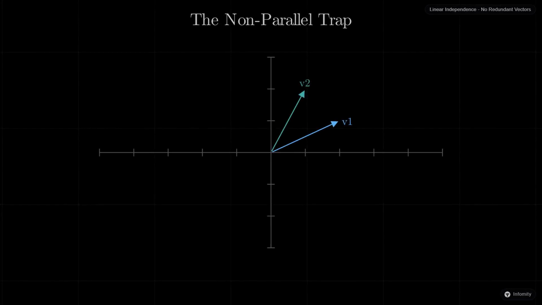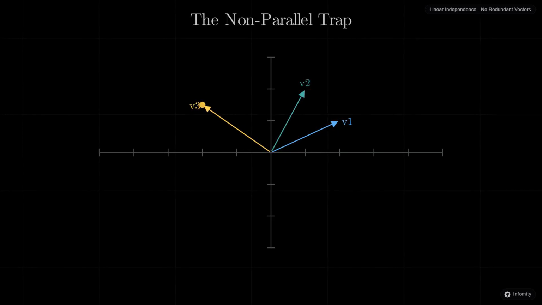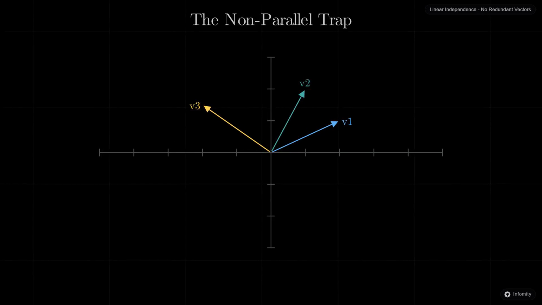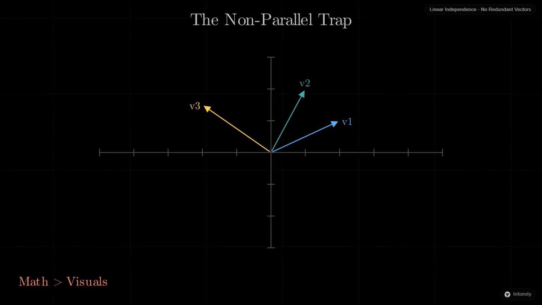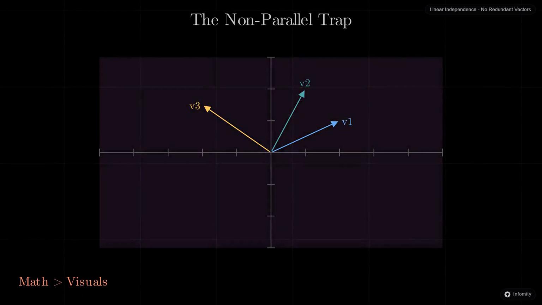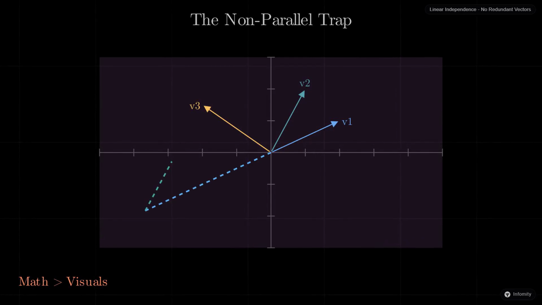A common trap is assuming that if vectors do not look parallel, they must be independent. But look at this third vector. It points in a completely different direction than the other two, yet it is still perfectly redundant. Most tutorials skip this part, but we must understand the underlying math. Why? Because it still lies entirely within the flat span of the first two. It is a combination of them, meaning it offers no new spatial directions.